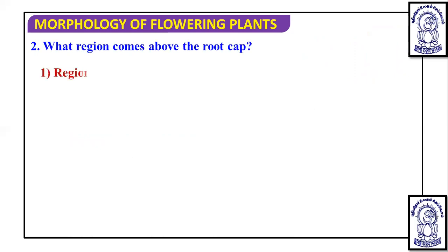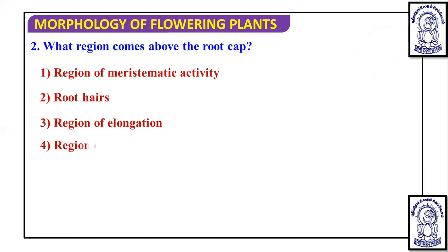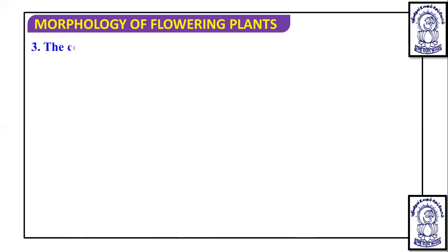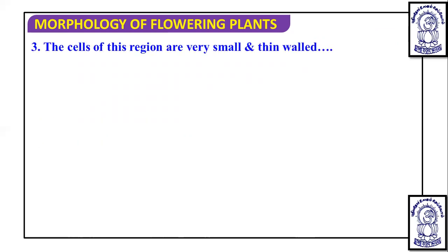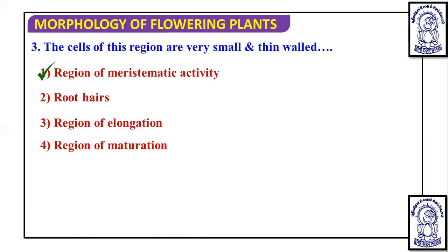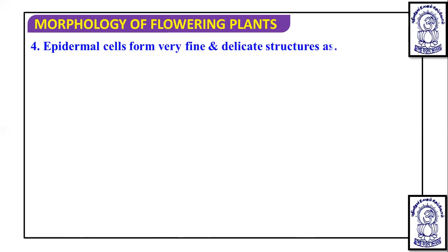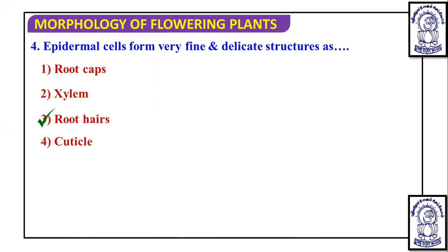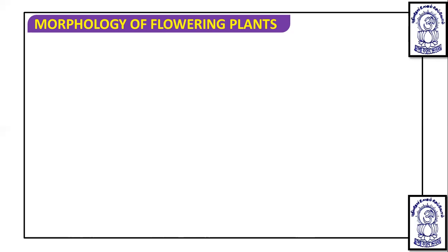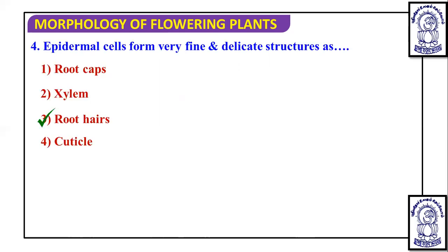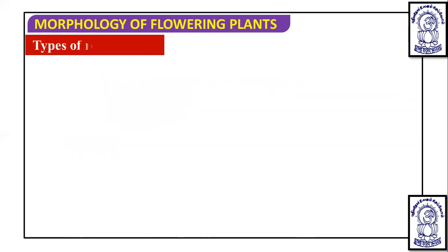What region comes above the root cap? Just above the root cap, you will find a region of meristematic activity. The cells of this region are very small and thin walled. The meristematic cells are small, thin walled, with dense protoplasm. Epidermal cells form very fine and delicate structures that are known as root hairs. We have discussed that just now. Okay, so this is about the general structural part of the root and what a root system is. Now we are going to talk about the types of root system.